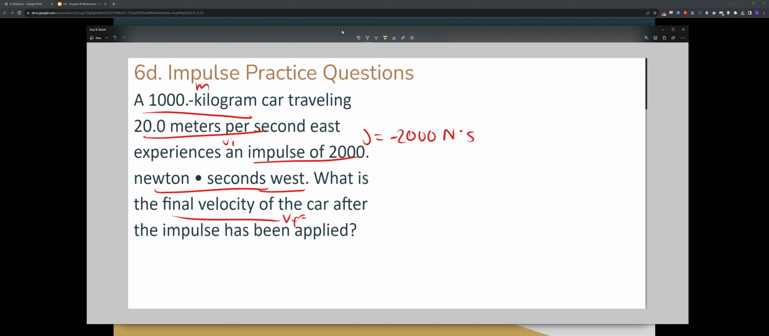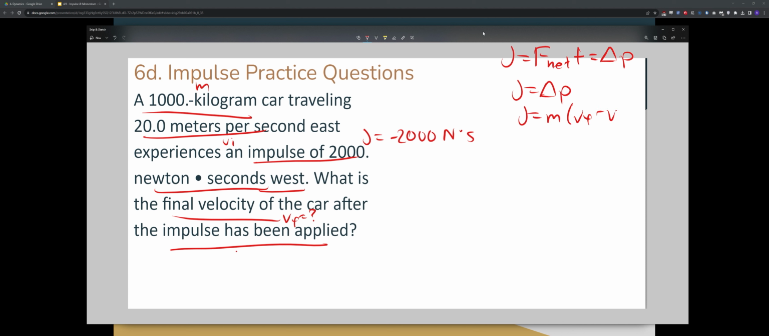V sub f of the car after the impulse has been applied. So what is V sub f? Now we can't use F net times T, right? Because again, if you look at this formula, we don't really know what F net is. We don't know what time is. So we really have to just use this. You just cut out the middle. And we can further break this down, right? So this is negative 2,000 Newton seconds.